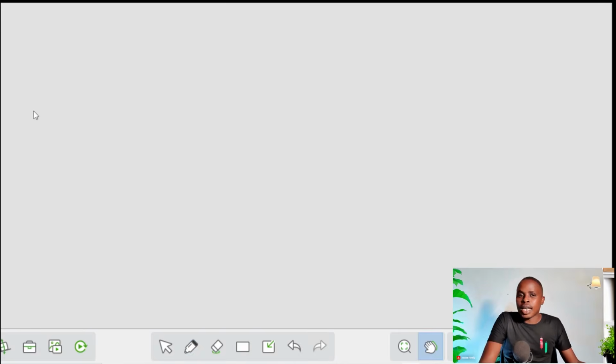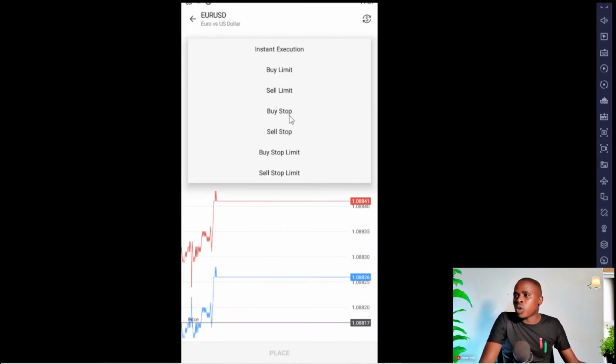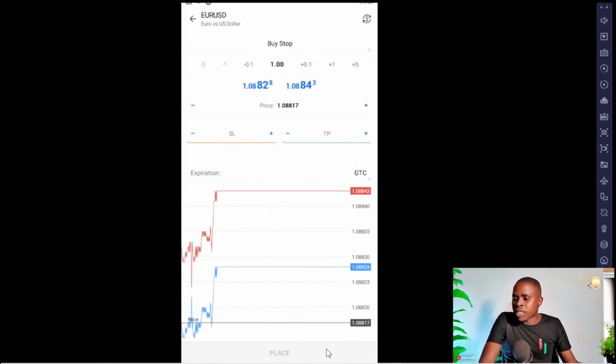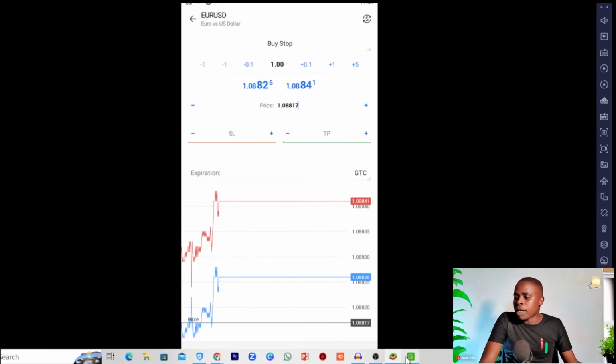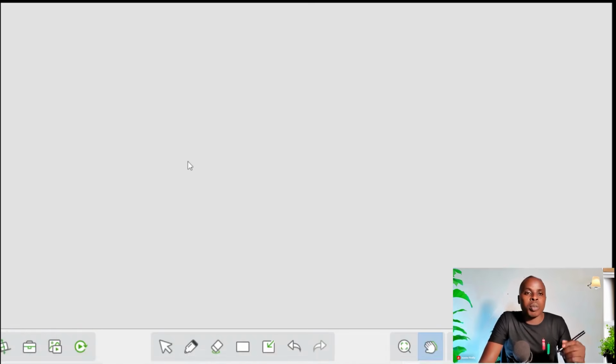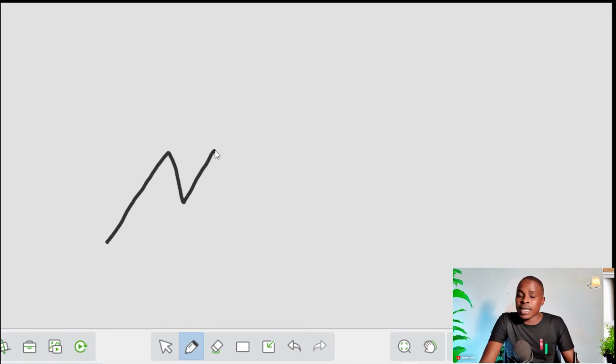The next trade that we have here is called the buy stop. The buy stop is the opposite of the buy limit. On the buy stop, what you are trying to do is buy when the market reaches a point which is above where it is, but you are still buying. So let's say the market is moving like this, going to the upside, and you still think it's going to continue to the upside, but you don't want to buy right here. You want to buy maybe at this point.